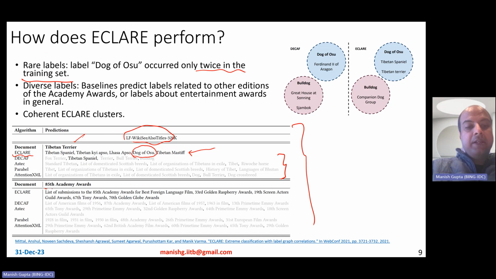If you look at the other example, 85th Academy Awards, other baselines essentially are stuck with the phrase Academy Awards and therefore come up with other labels which are different versions or editions of the Academy Awards, or labels which have to do with other entertainment awards like Primetime Emmy Awards and so on, which have nothing to do with Academy Awards. But ECLARE is able to come up with a really relevant and also diverse set of labels here.